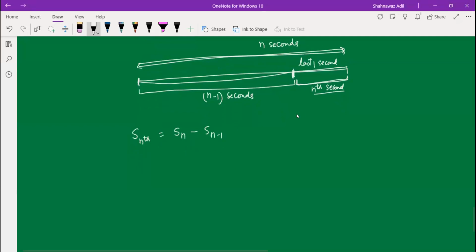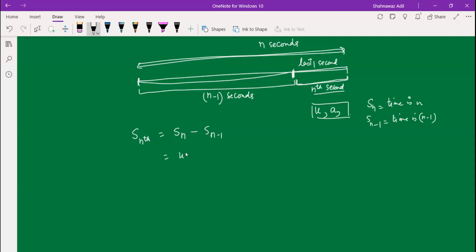So let's try to find it out. I have initial velocity u, I have acceleration a, and this is the only thing that I need. For Sn, time is n. For Sn minus 1, time is n minus 1. So let's put this value.